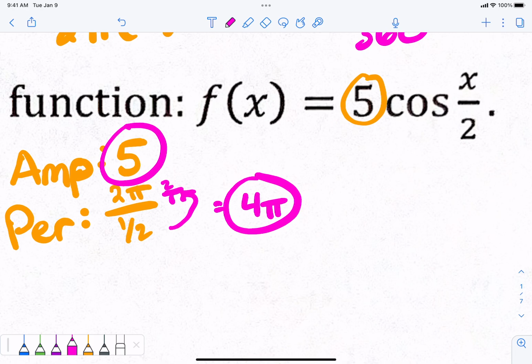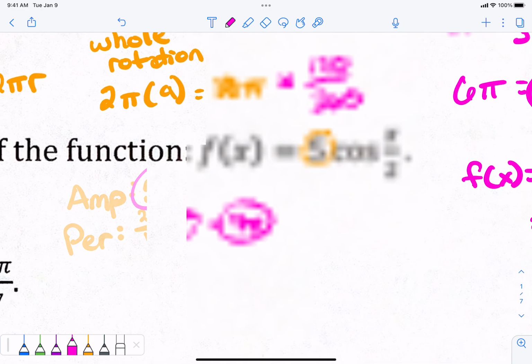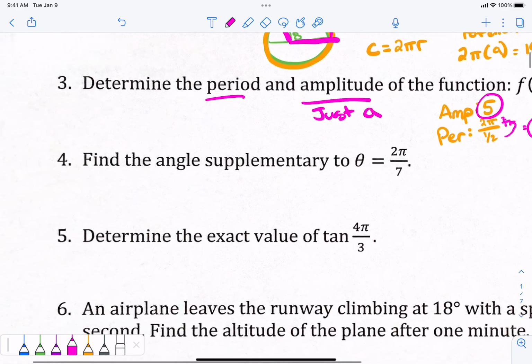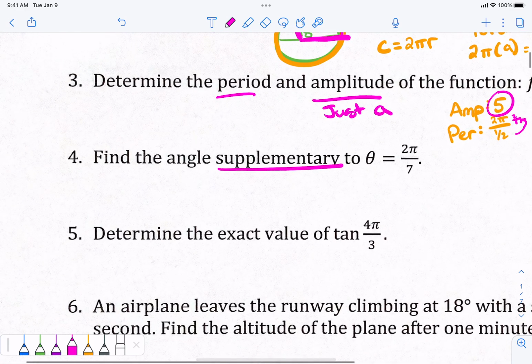Big values of B make it narrower, right? So this is wider than what it was before. It's twice as wide, actually. Okay? Good? All right, find an angle supplementary.